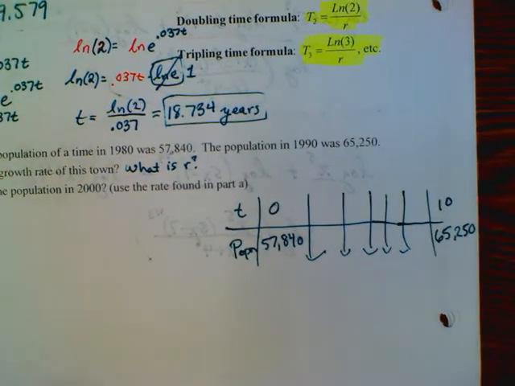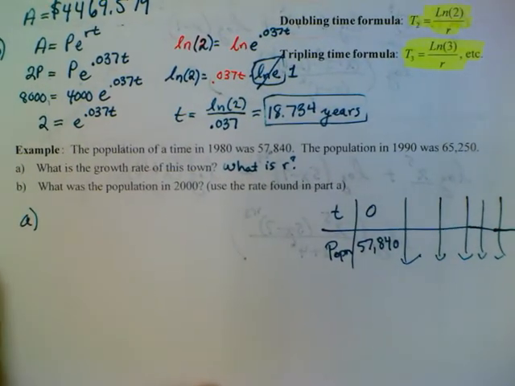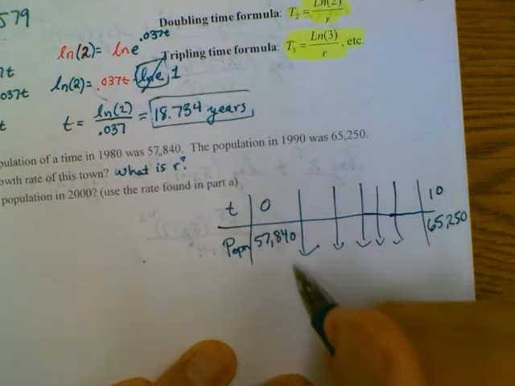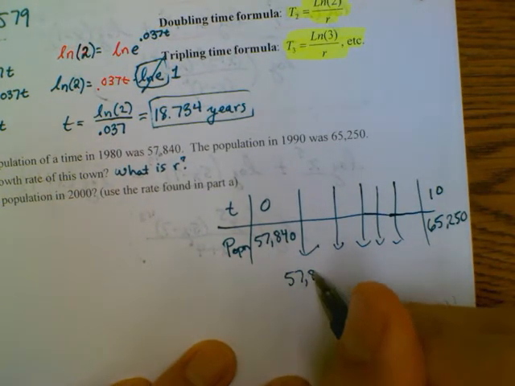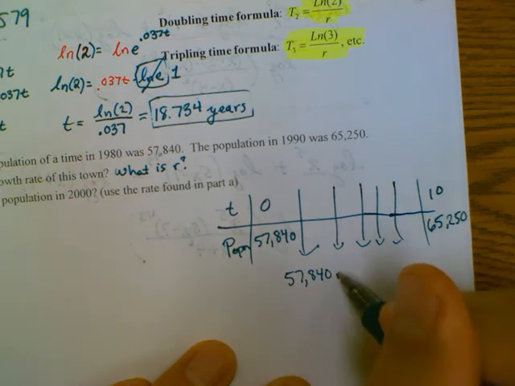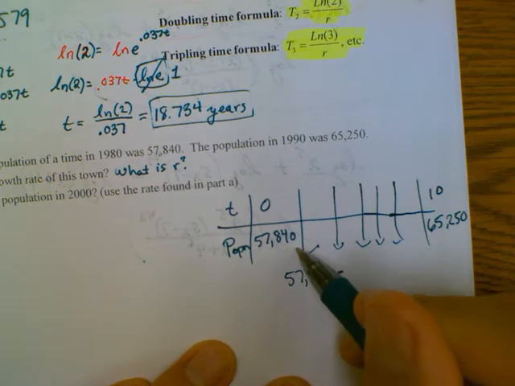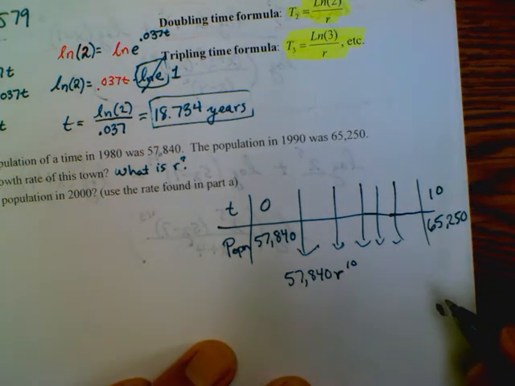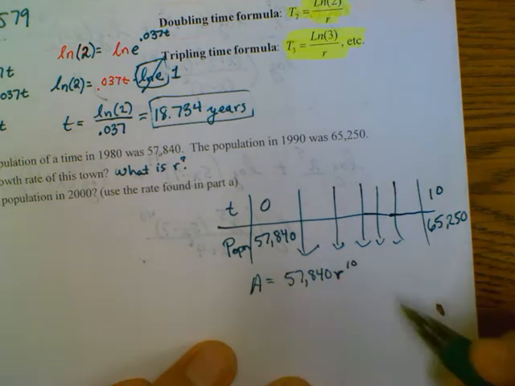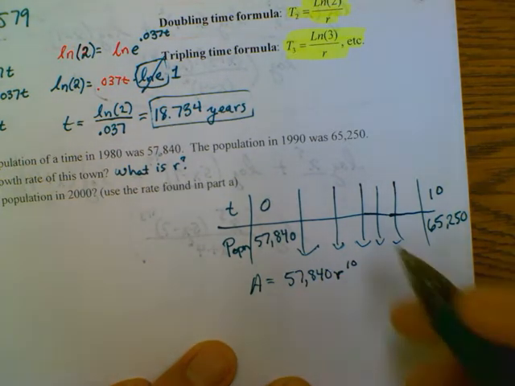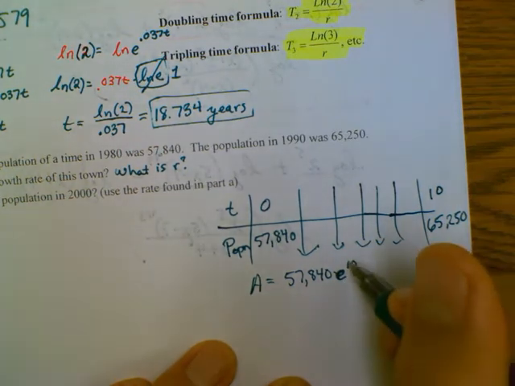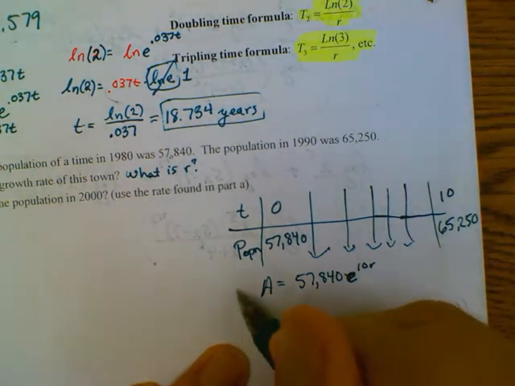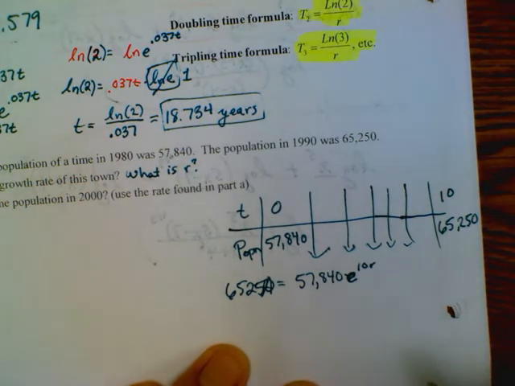All right, so give that a thought. If you haven't tried that yet, go ahead and see what you can come up with. Okay, so if you thought of this, I'm taking 57,840 and I'm multiplying by r how many times? r times r times r, all the way out 10 times, right? So that is going to be our amount, and that'll allow us to solve for r. I'm sorry, it should be e to the 10r, because it's continual growth. And actually that amount would be 65,250. So I messed that up trying to make a beautiful illustration for you.